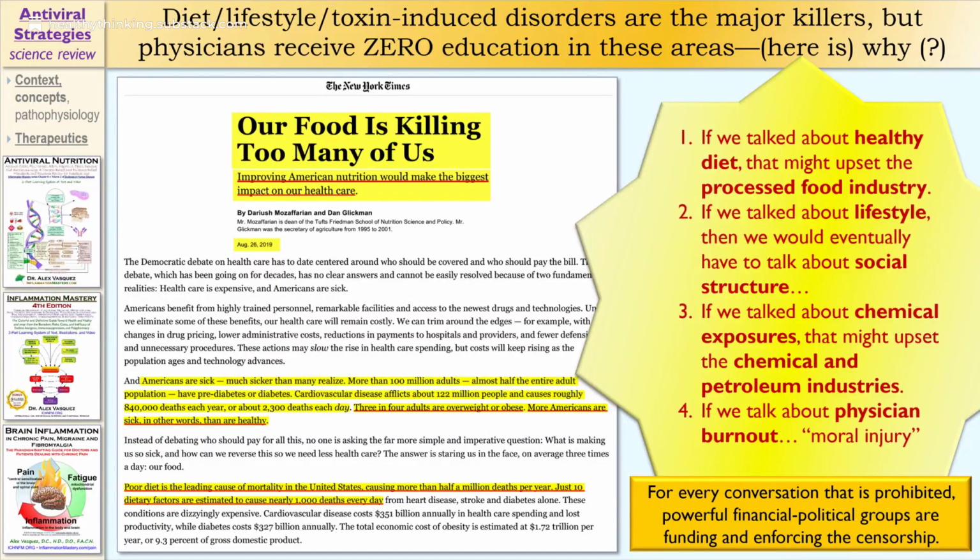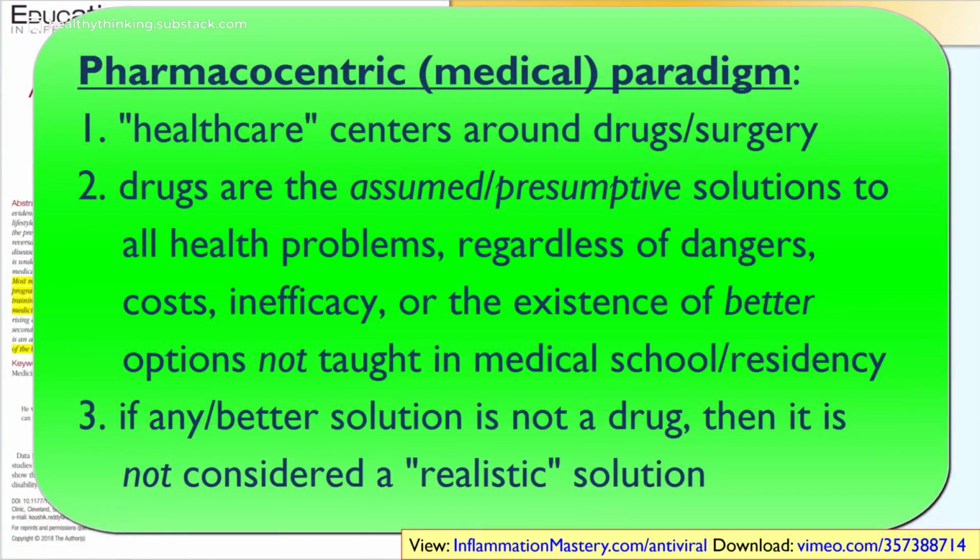We used to talk about physician burnout, now it's called moral injury, and at some point it's going to be called physician abuse and exploitation. And of course, we still don't talk too much about solutions to gun violence. What we do talk about is anything that fits the pharmacocentric medical paradigm, and that is that healthcare centers around drugs and surgery. Drugs are the assumed or presumptive solution to all healthcare problems, regardless of the dangers, costs, inefficacy, or the existence of better options not taught in medical school and residency. If any better solution is not a drug, then it is not considered a, quote, realistic, unquote, solution.